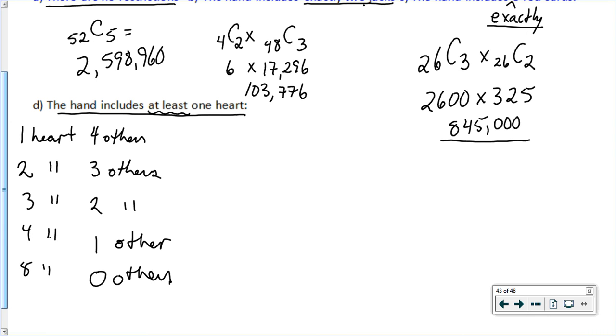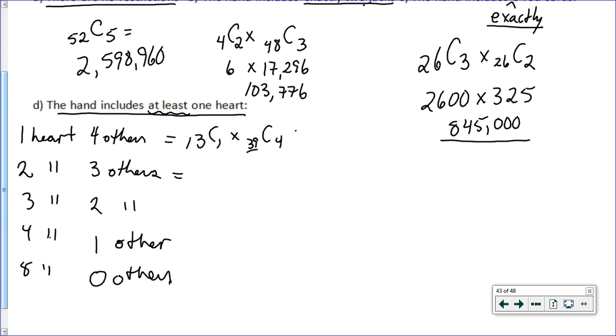So we want to look for that phrase, at least, and that's going to help us to solve these problems. So think about how many hearts there are in the deck. Well, there's 13. In this case, I'm choosing 1. And then how many other cards are there that are not hearts? And that's how many I'm choosing 4 from. And hopefully you got that that was 39. It's the other 3 suits of 13. So this is one combination.